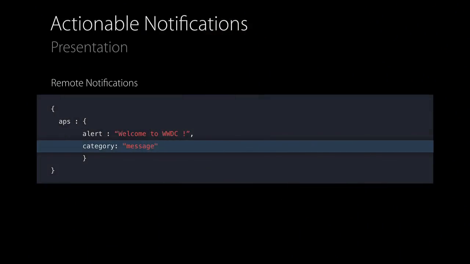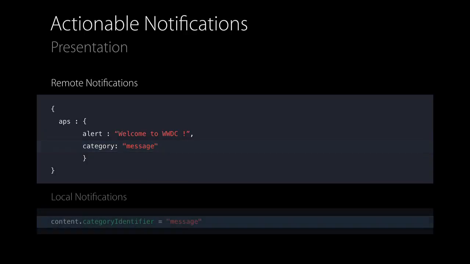Now let's talk about how you can present these custom actions to your user. You can do so from both remote and local notifications. So first, for remote notifications, the only thing you need to do is to set a category identifier in the APS dictionary of the remote notification payload. Now this identifier needs to match one of the identifiers for the categories you previously registered. For local notifications, you just need to set the category identifier on the mutable content that you created. Same thing, this identifier needs to match the identifier that you registered before.